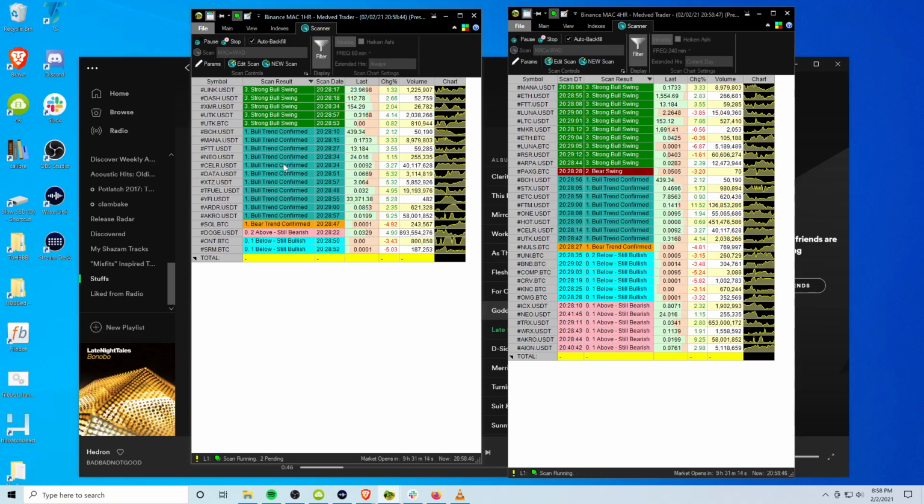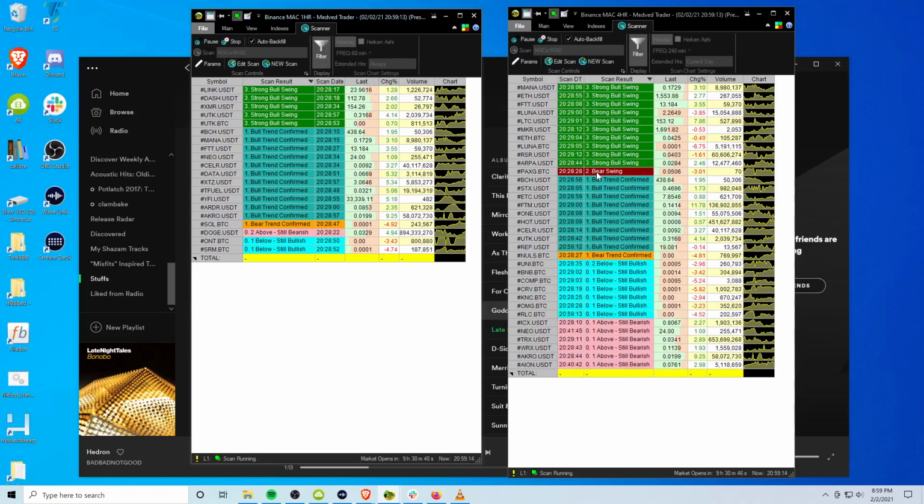The second signal, I don't have any on here, this is horrible, is a bull swing or a bear swing. That's probably the most important signal that I use off of the whole scans. It's the most reliable signal, and it's also the most common signal.